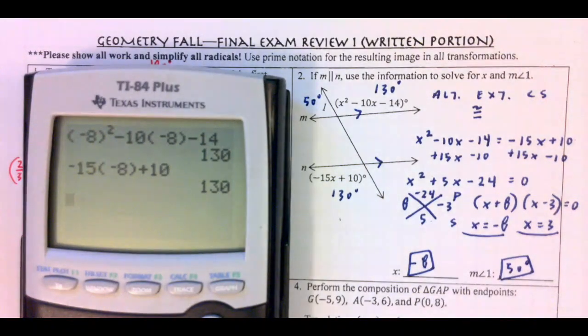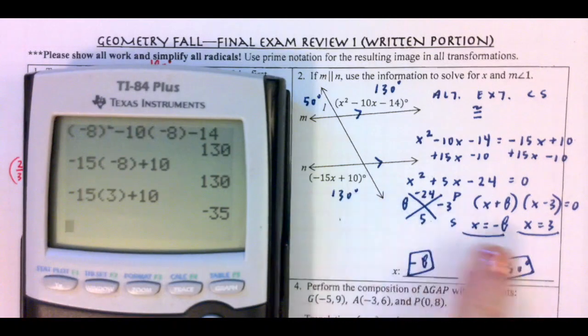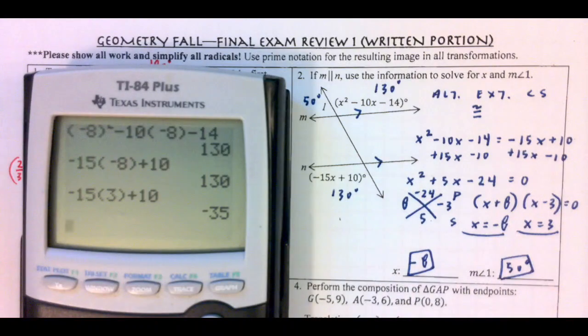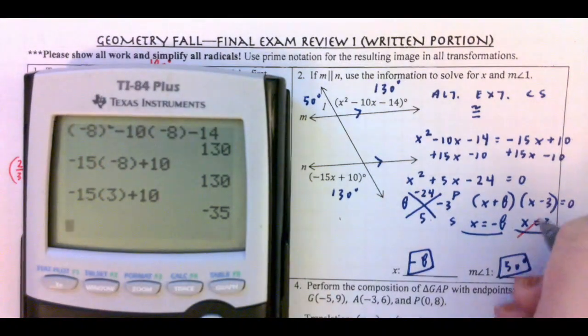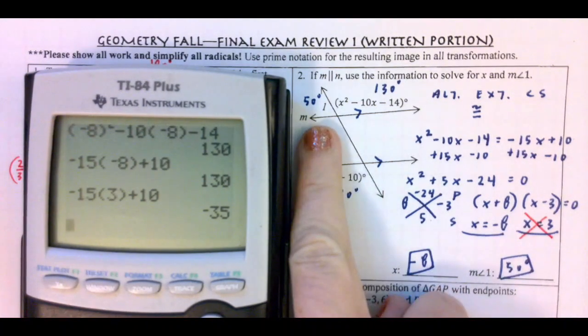Okay, I still have to check the 3. So if I plug in the 3, let's say that I plug in right here, negative 15 times 3 plus 10. Ooh, I see a negative angle measure. So right away I know that this is an extraneous solution, because it produces a negative angle measure, which is not possible. So I'm just going to go ahead and cross it out. I could solve for it, but plugging it back in, it just does not work. So the only solution that works here is the negative 8. It produces an angle measure here of 50 degrees.